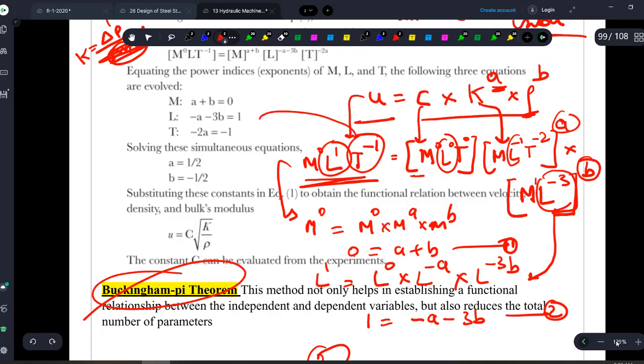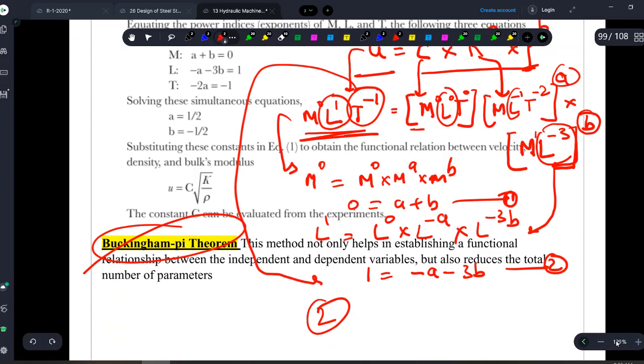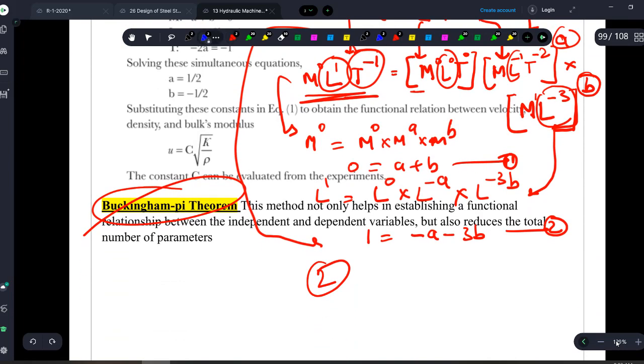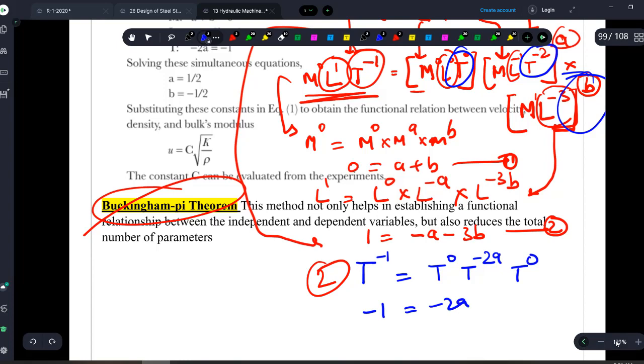Similarly, I will do it for time. Let me change the color if you are getting confused. So time to the power of minus 1 equals time to the power of 0, because here I have time to the power of 0. Here I have T to the power of minus 2, right? T to the power of minus 2a. And here I don't have anything; there is no T term here at all. So again 0. Agreed or not? So what am I getting? Minus 1 equals minus 2a. So this is my equation 3. So I have to solve these three equations, 1, 2, 3, which is very simple.